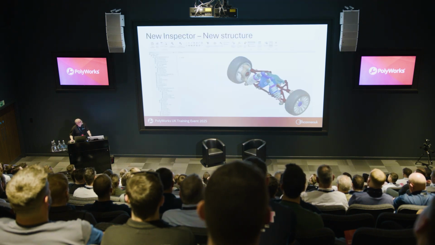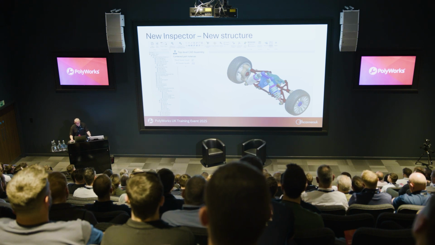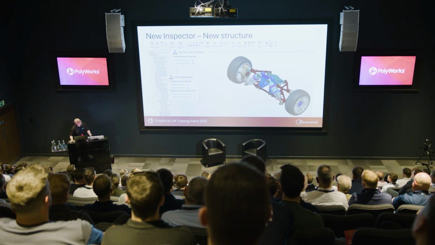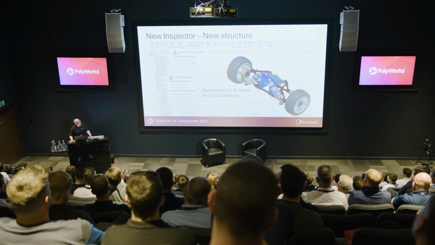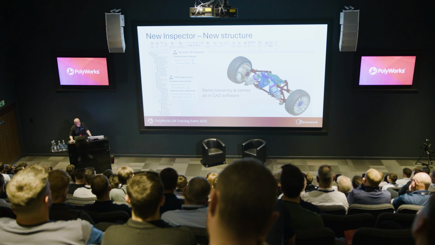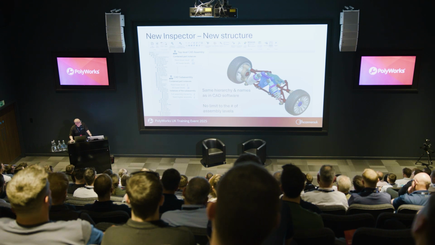So we've now got a new structure inside Inspector that looks more similar to what you see within the CAD package. We've got the top level CAD assembly. That will then show us underneath how many instances we've got. It can show the sub-assemblies under that and the sub-assemblies sat under there. We're taking the same hierarchy as you see in the CAD software. We've got the same naming convention, so we can search it in the same way we can the tree view in the CAD package. And there's no limit to the number of assembly levels that we can have.